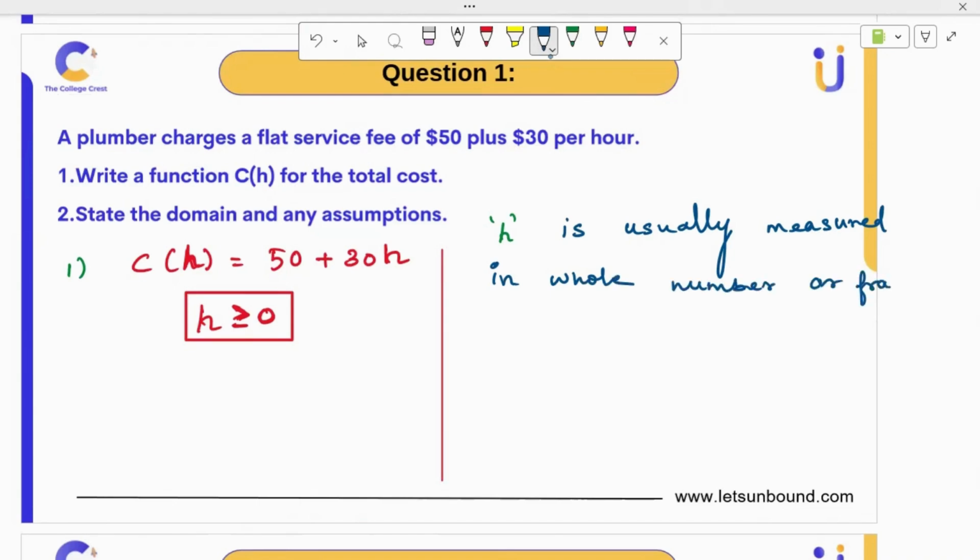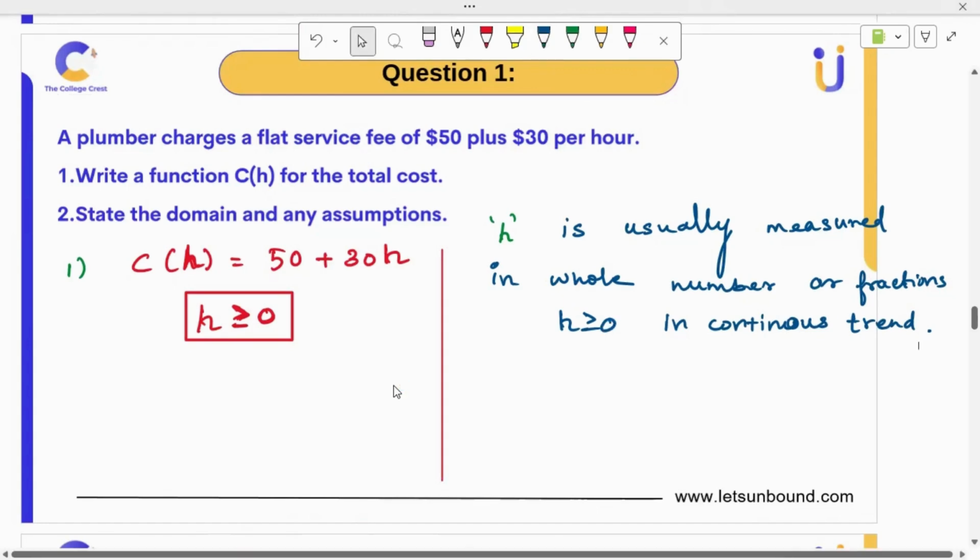Or even in fractions. So we are assuming h is greater than or equal to 0 in a continuous string. And it will be a linear function, right? So it might represent a line segment or a line. Continuous string. That's it. This is my assumption. And we are moving into the next question. So, a very simple linear model question.